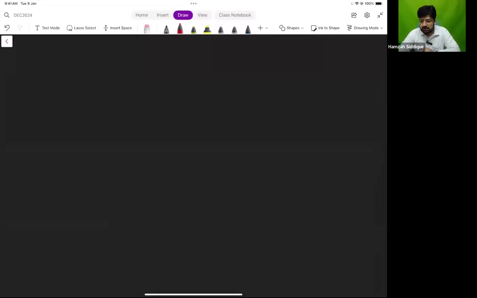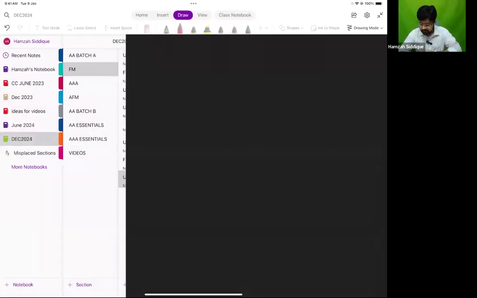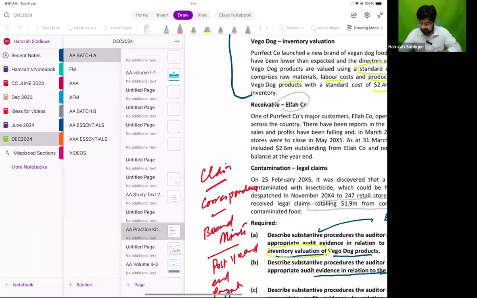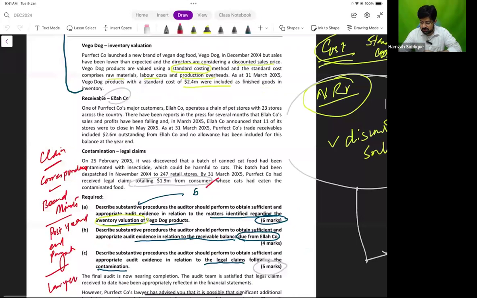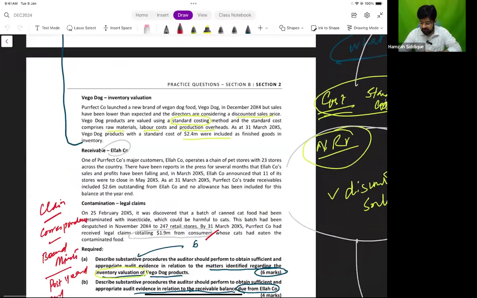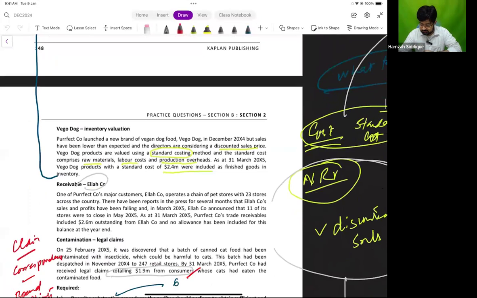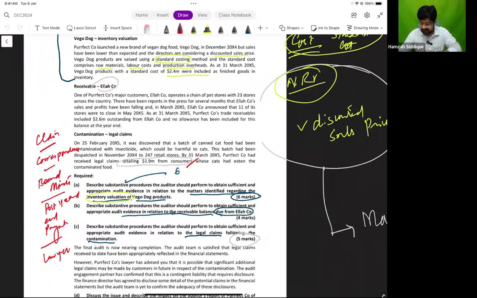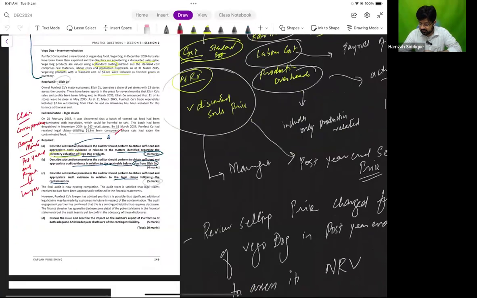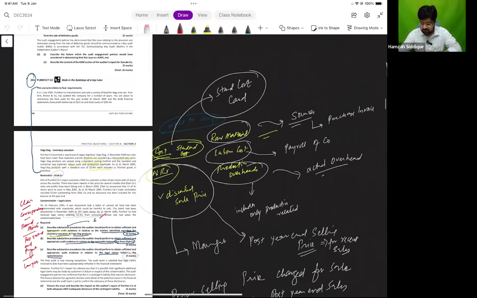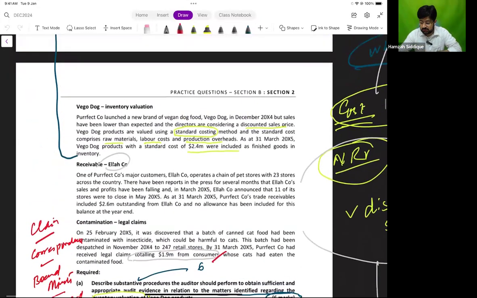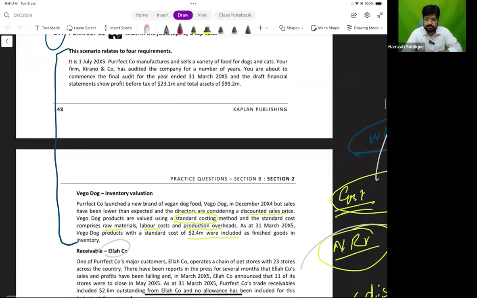All right. So in the last session, we were talking about substantive tests, how to write substantive tests in the exam. And this was the question which we were doing. We have done these two parts actually. We talked about that. Yes, we talked about these two parts, contamination, legal claim, and the first was the perfect company.